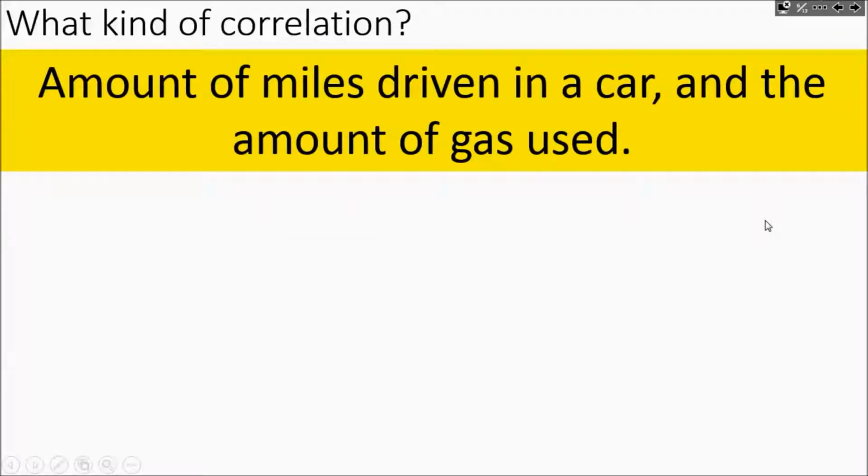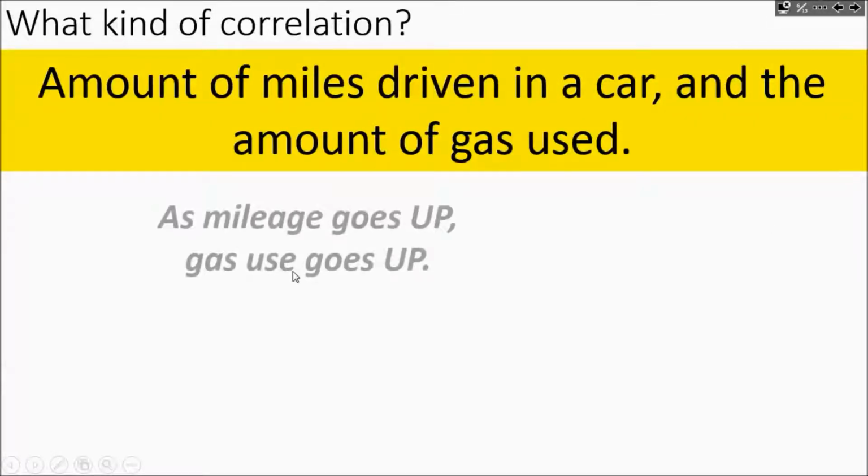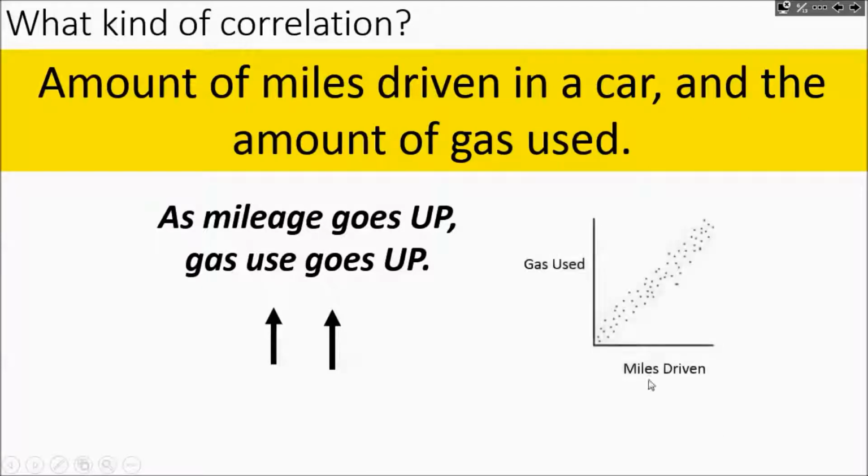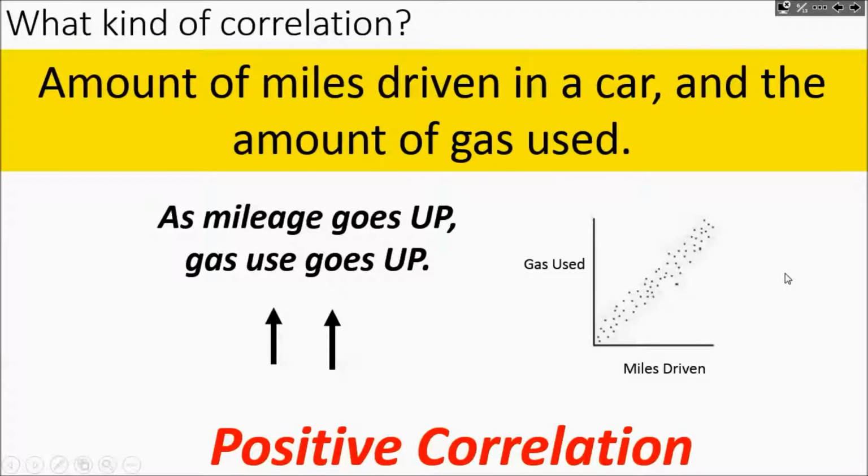The amount of miles driven in a car and the amount of gas used. So if you're driving for a long time, you're using a lot of gas. So as the mileage goes up, your gas use goes up. So that's same direction. As your miles increase, your gas use increases. You could also turn that around and say the less miles you drive, the less gas you use. It's still going in the same direction. It's a positive correlation.